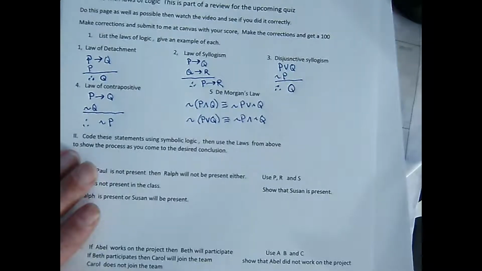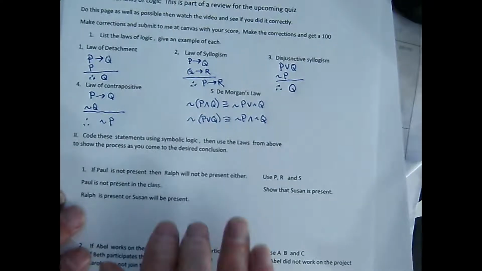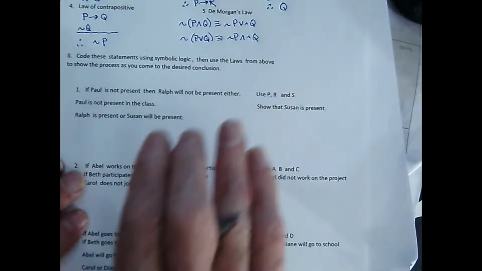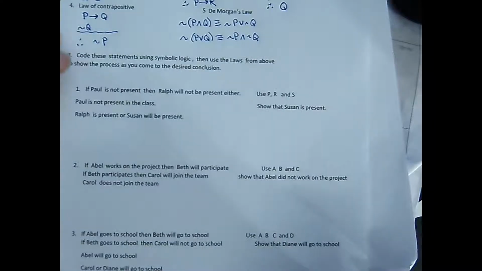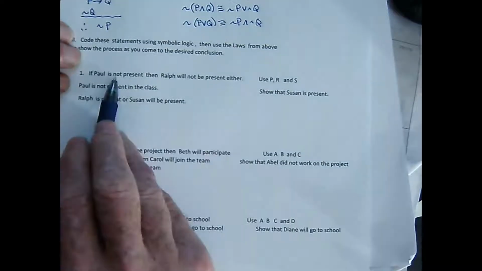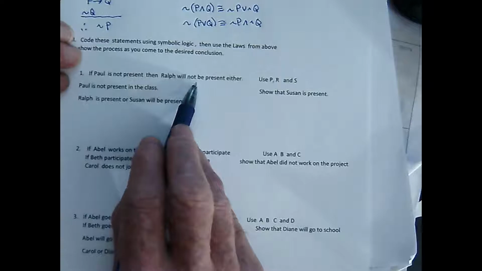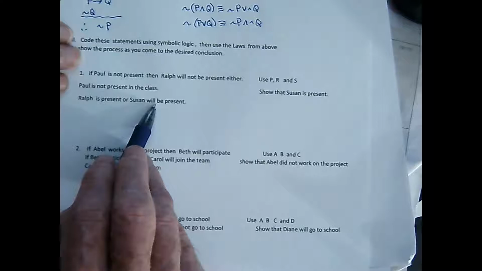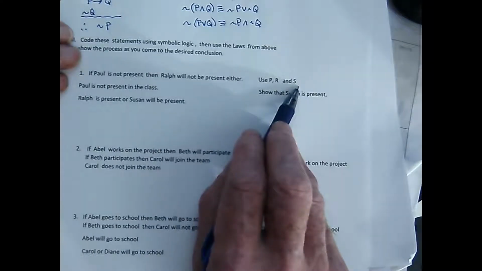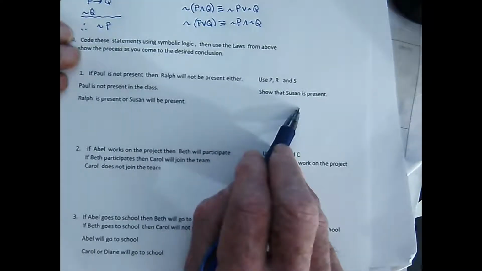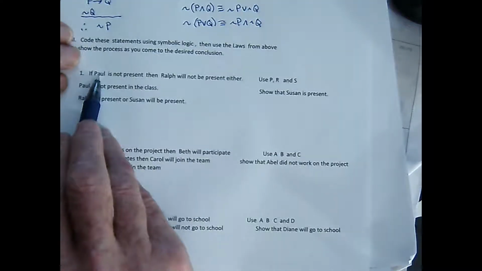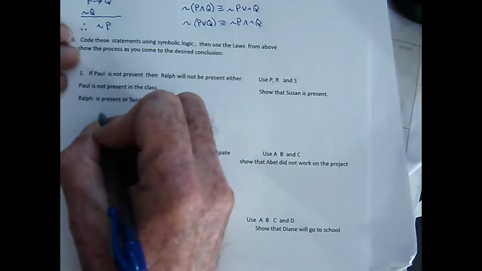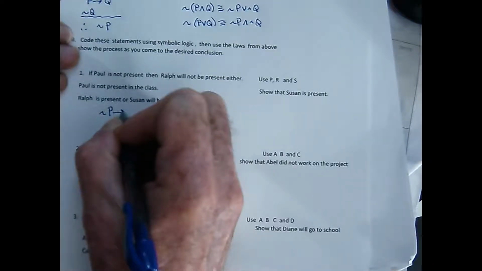And those are all fine and good arguments, but what we really care about is using them to work through and make conclusions. Here's a few that I've written. If Paul is not present, then Ralph will not be present either. Paul is not present in the class, and Ralph is present, or Susan is. I'm supposed to use P, R, and S and show that Susan is present. The first premise, Paul is not present. If Paul is not present, then Ralph will not be present either. That would be if not P, then not R.